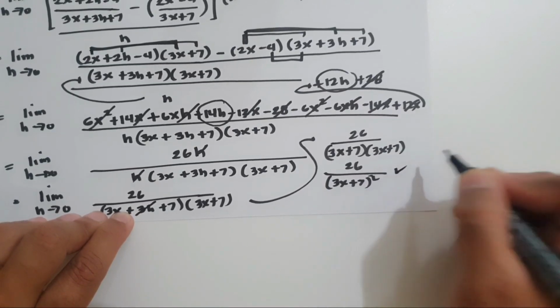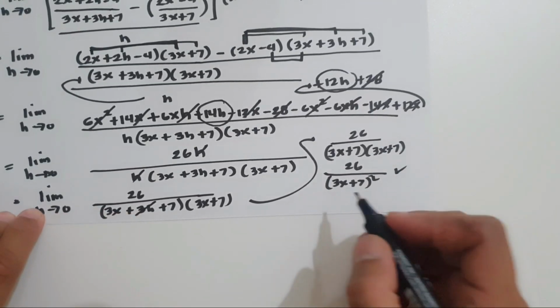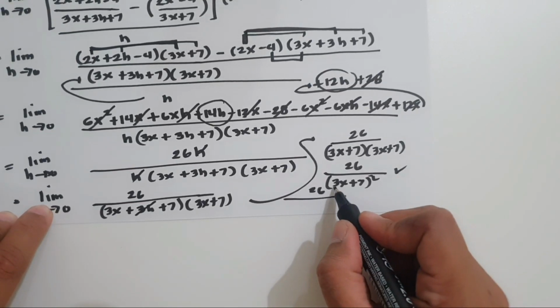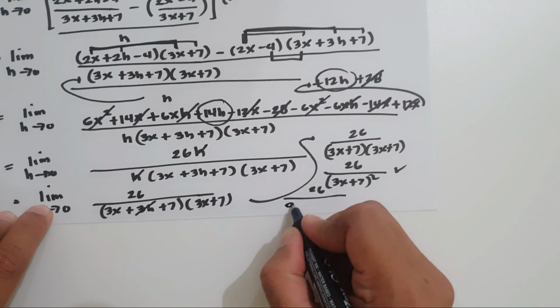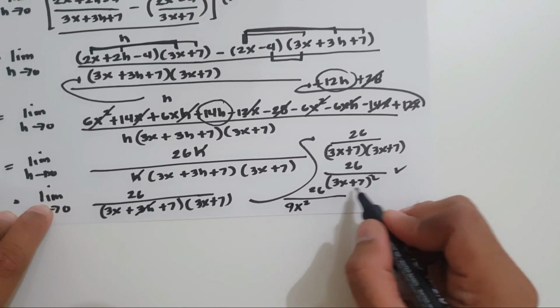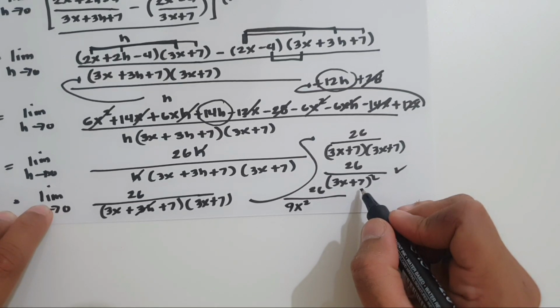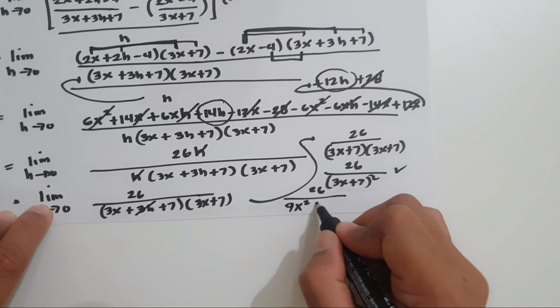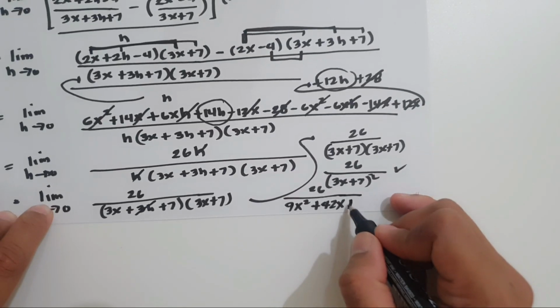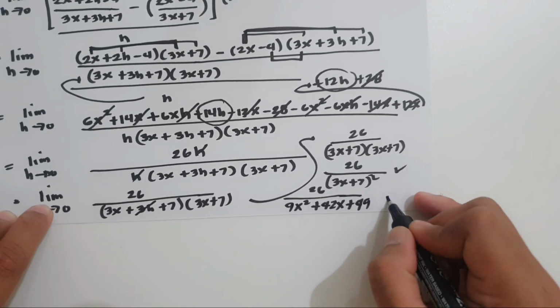So we can write our answer in this form, or if you want to simplify, this will be 26 over 3x multiplied by itself is 9x squared. 3x times 7 is 21x, times the constant 2, 42x. 7 times 7 is 49. So this will be our answer.